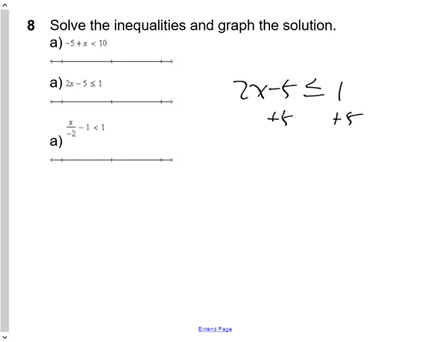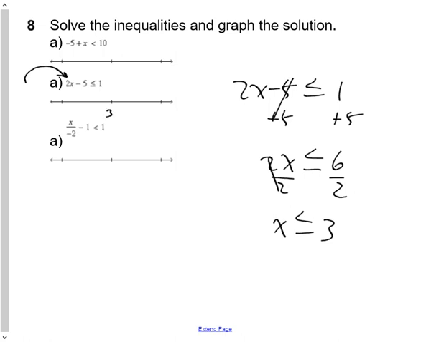So just like if I was isolating, I'm going to add 5 to get rid of the constant. I have 2x is less than or equal to 6. Divide both sides by 2. And any value that is less than or equal to 3 is a value that I could substitute into this inequality and make it true. Oh, by the way, I forgot this one. Oopsie daisy. I'll go back and do that in a second. So any value less than or equal to 3, so I'm going to put 3 here.